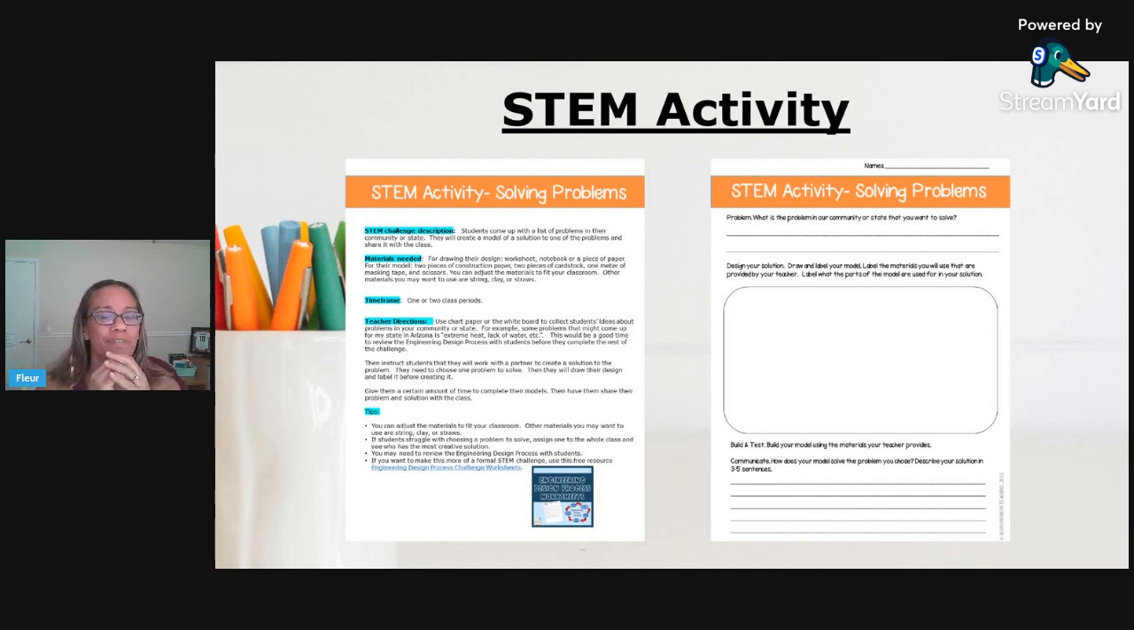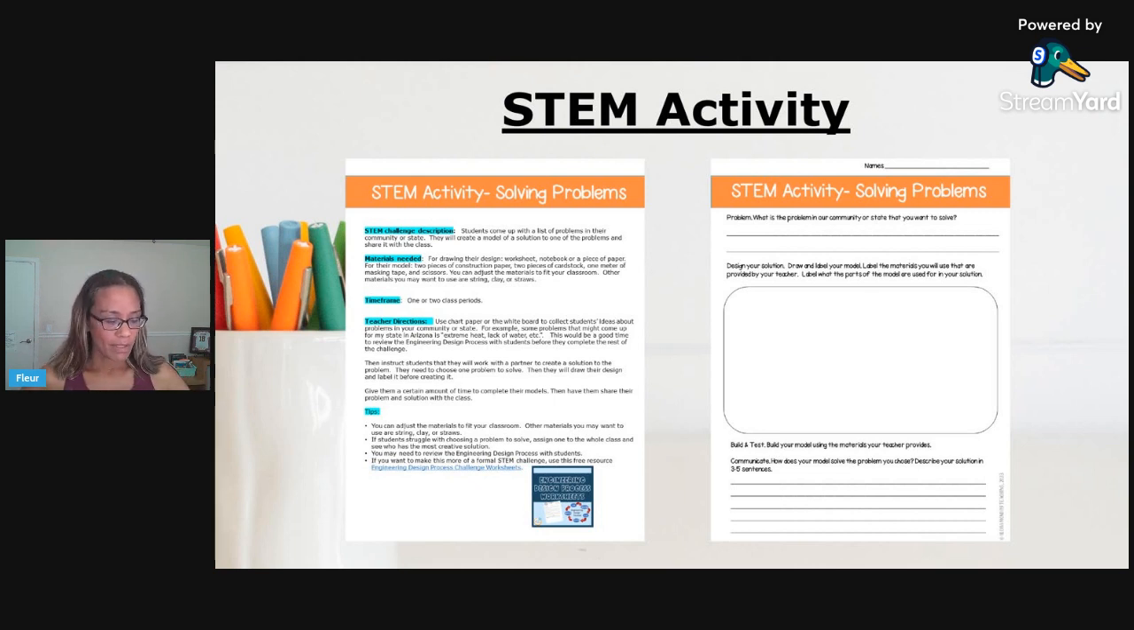The STEM activity, this one's pretty cool. I wish I had a picture of it. So I will be doing this, and I can show you on social media or in emails later. This is just a really, really simple STEM activity. The worksheet is optional. This stuff is all in the back to school bundle.